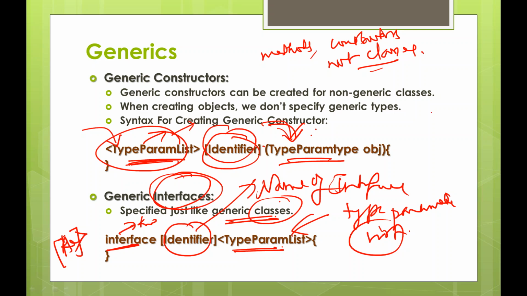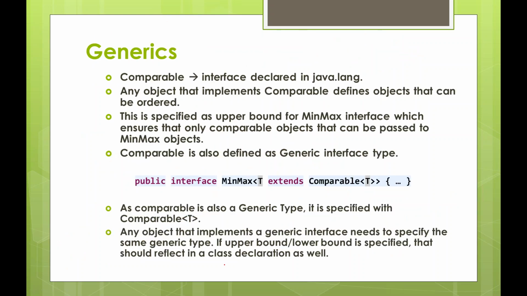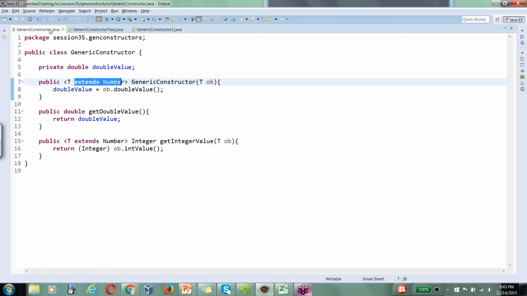Okay, so can anyone tell me, can a non-generic class implement a generic interface? Is it possible? Let us see this example and then we will discuss that.